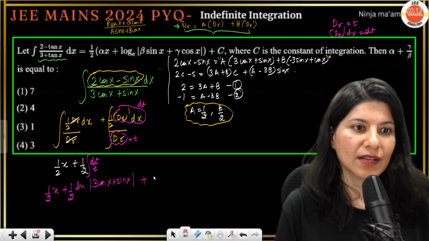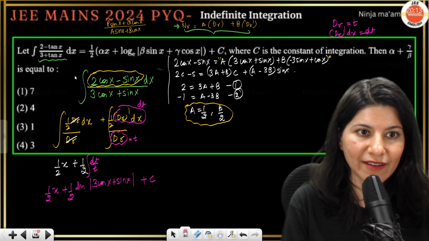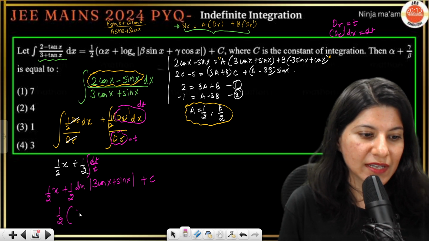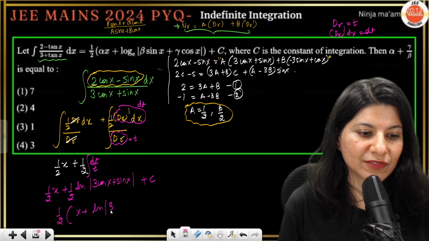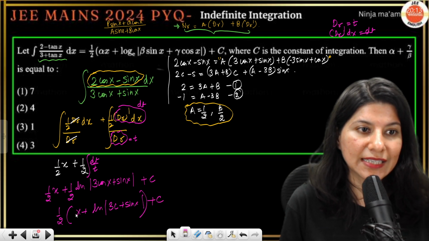And you are done. Now you just have to compare, right? So obviously half is there. If you take half common, just tell me. If you take half common, so half x plus log of mod of 3 cos x plus sin x plus c. Clearly alpha is 1. Alpha is equal to 1.